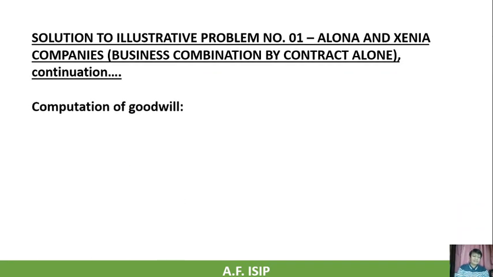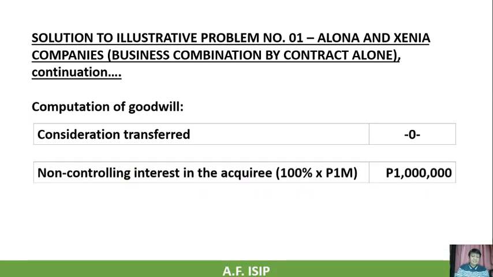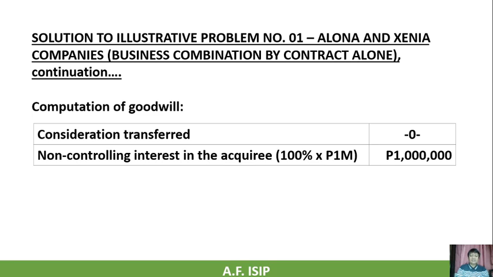Let's continue. Here is now the computation of the goodwill to answer the question to the problem. So the consideration transferred is zero. There is no cash payment. There is no issuance of stocks. The non-controlling interest in the acquiree is also 1 million. 1 million is the net identifiable assets to be acquired by Alona. So 100% of that assets is 1 million, and that is also the non-controlling interest in the acquiree.